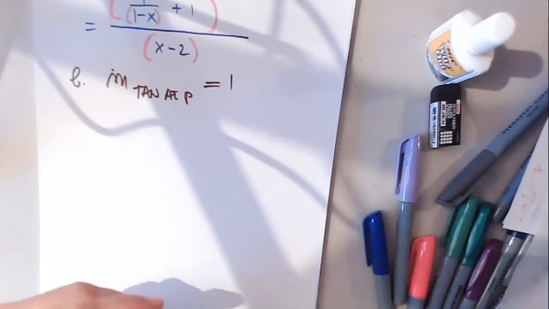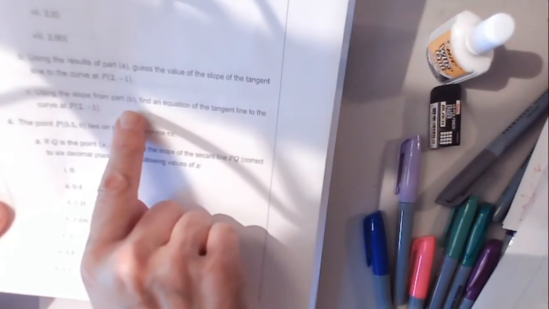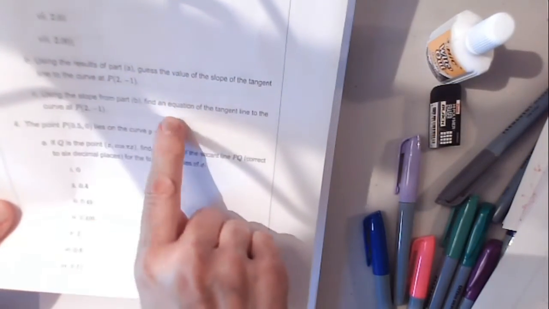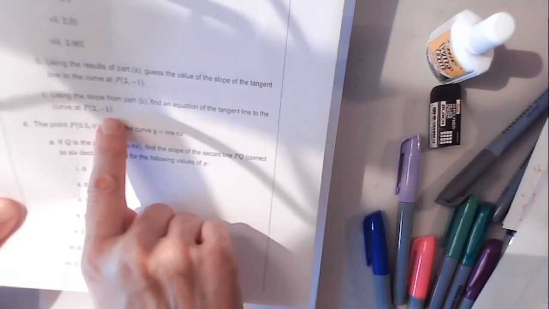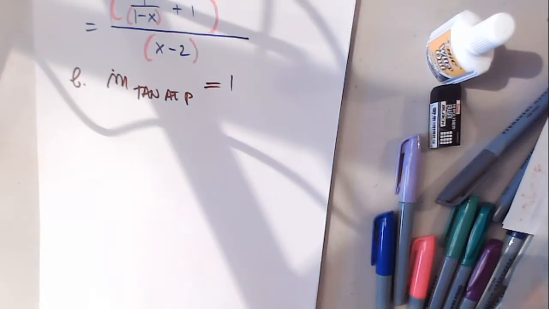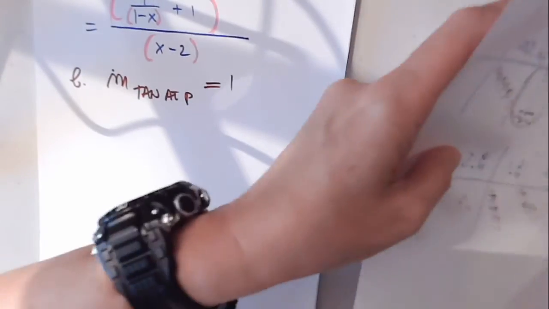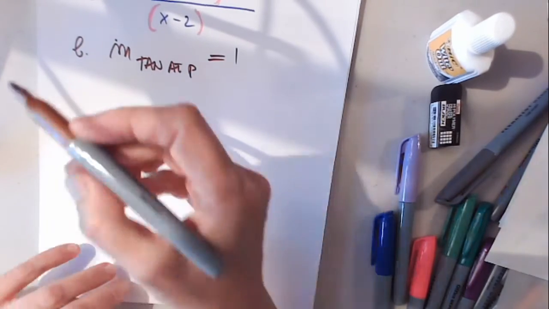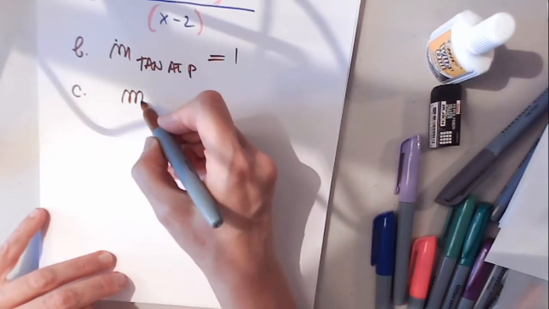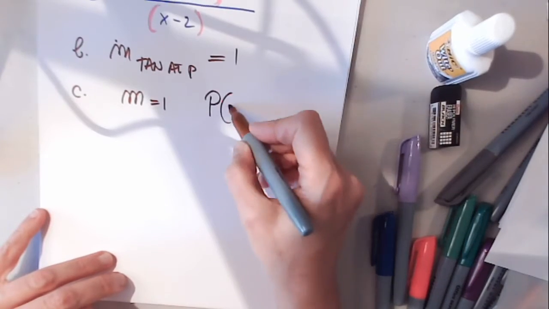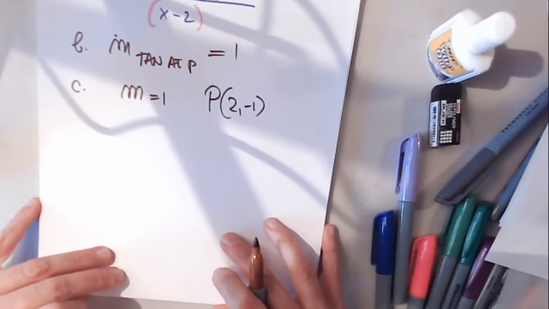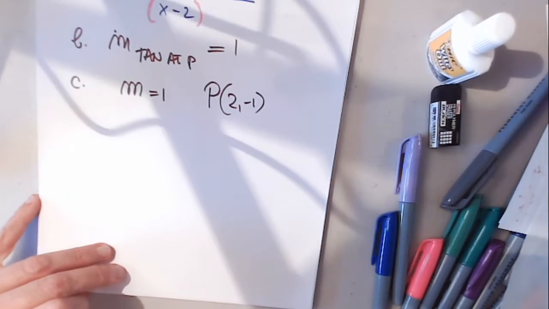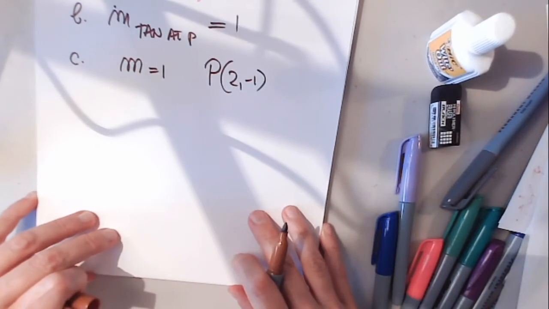Final question in this problem, here it is. Using the slope from part B, find an equation of the tangent line to the curve at this point. And this is basically what we reviewed last time. One of the problems from the skills assessment was just that. So we have the slope, which is 1. We have P, which is 2 comma negative 1. And we're asked to find the equation of the tangent line.